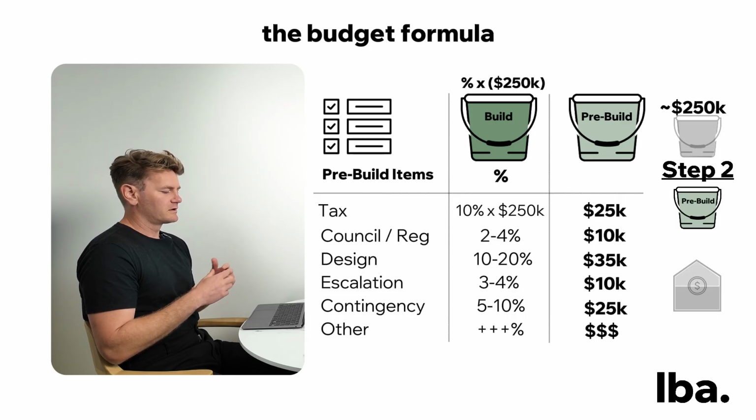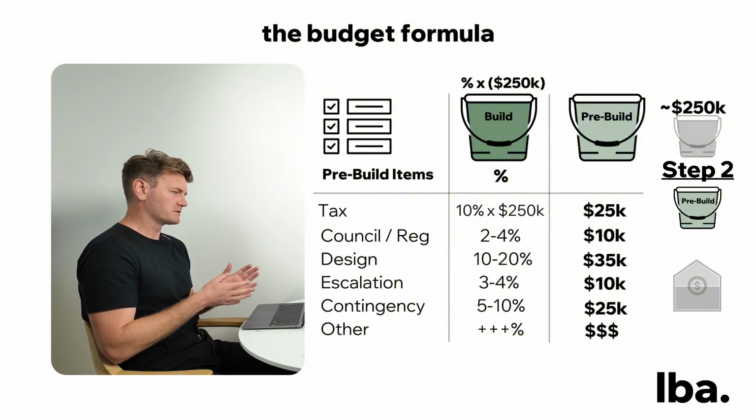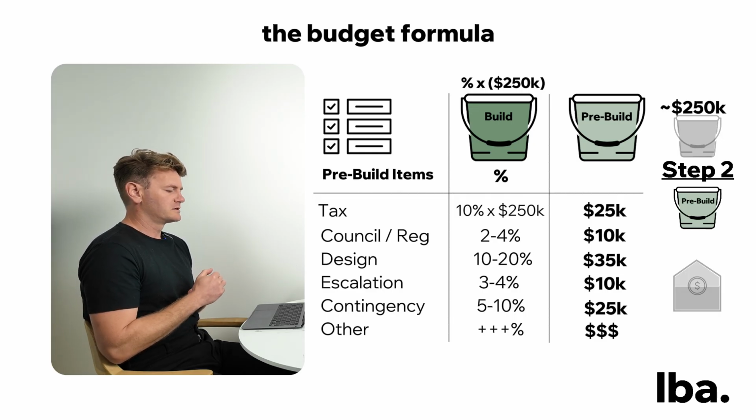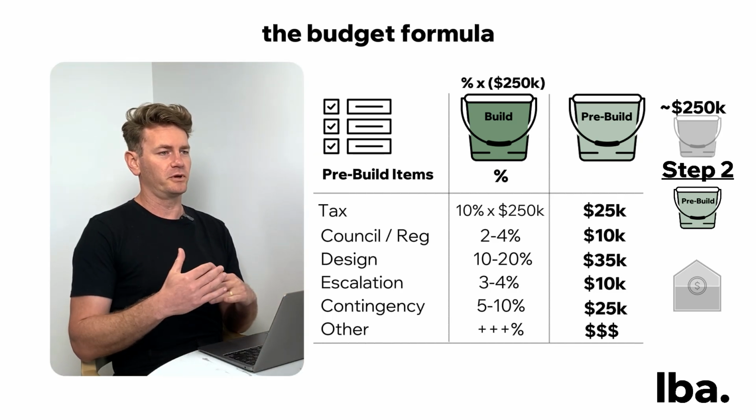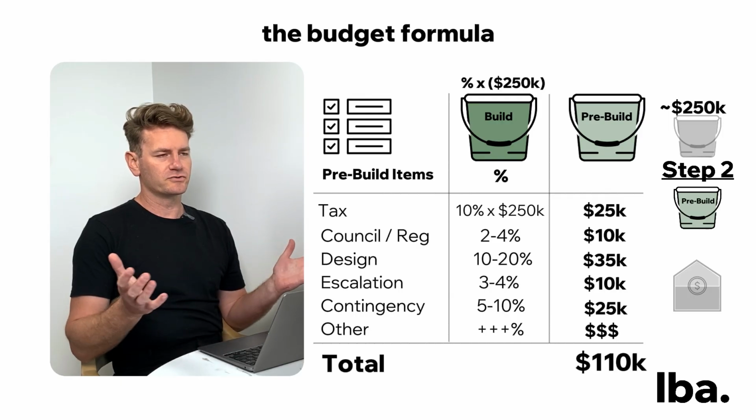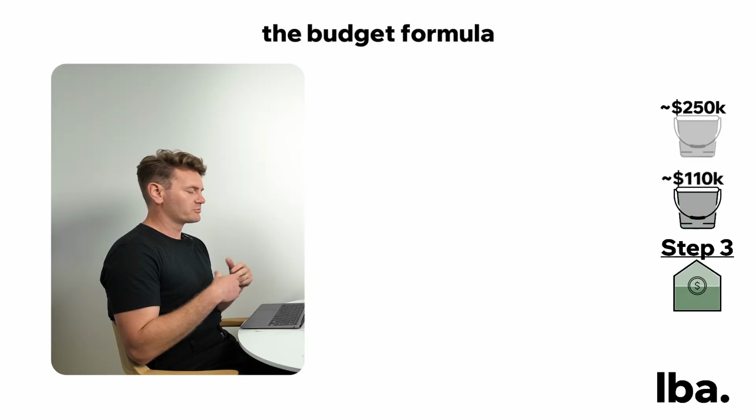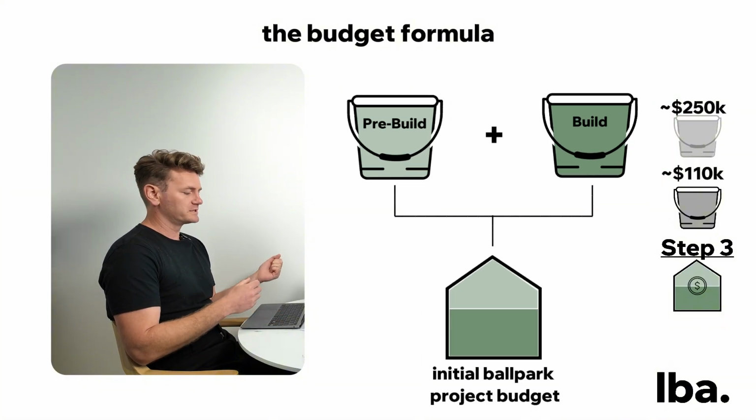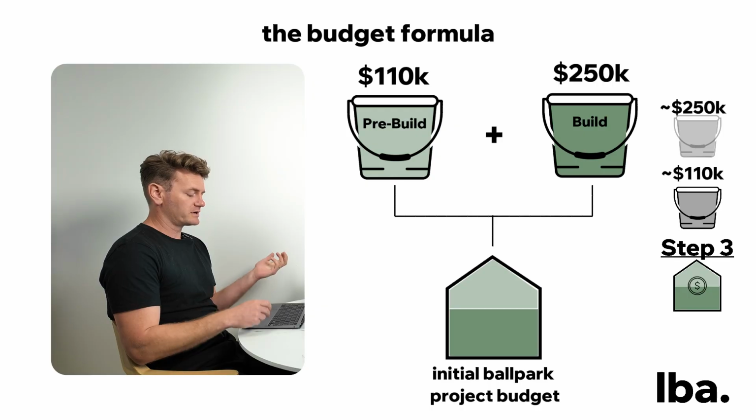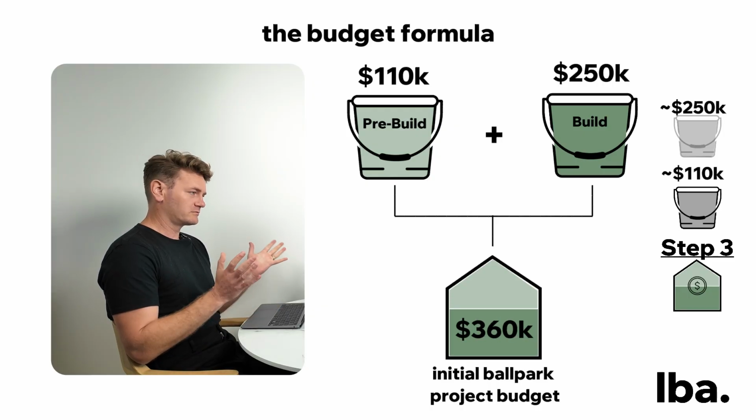There might be a number of other items that need to be added to your list for your specific project, depending on what it is and what you're trying to achieve. But to get you started, these are some of the big ticket ones that we commonly see. If we add up all those figures that we just talked about, it adds up to around 110 grand in this example. To get your project budget, you add your build bucket plus your pre-build bucket, 250 plus 110, that's around 360 grand for your total project cost.